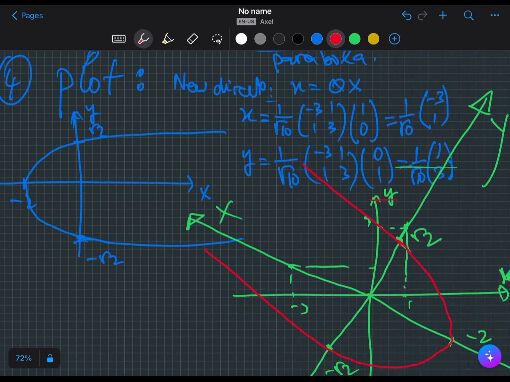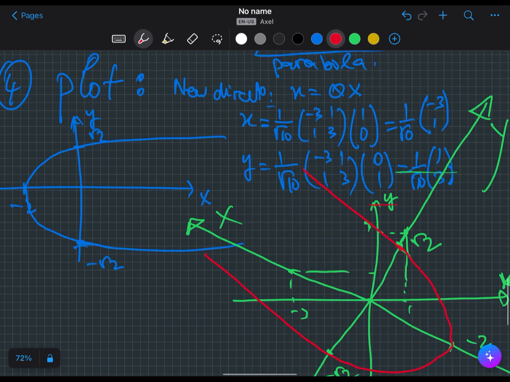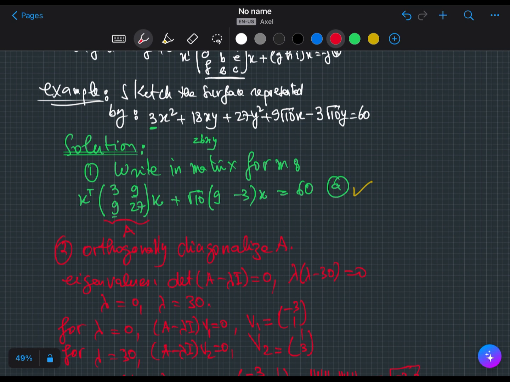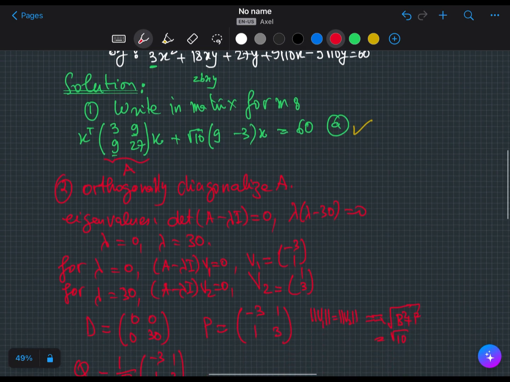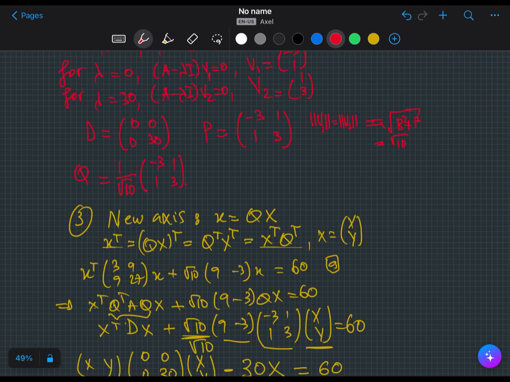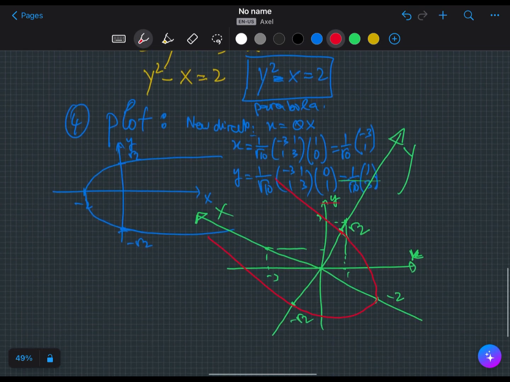So in this video, we saw together how to sketch a surface represented by a quadratic equation. We saw the first step, which was to write it in matrix form and identify the matrix, then orthogonally diagonalize the matrix, define the new axis, and plot the sketch. Thank you.